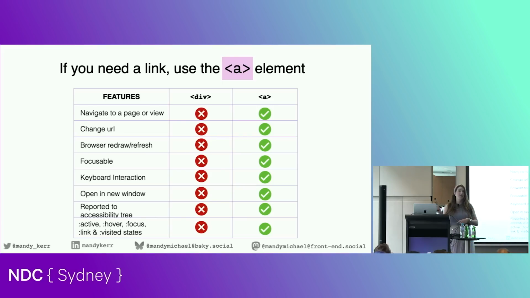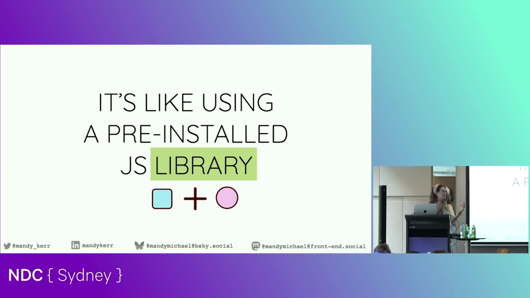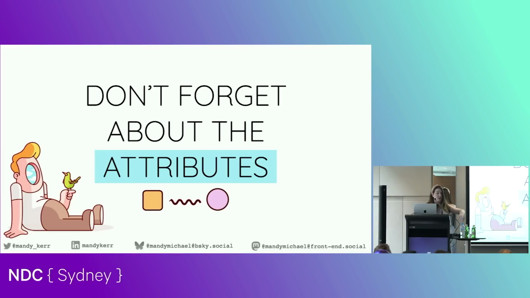Now, Jess, who's speaking on Friday, her talk is making single-page applications accessible. She goes into this in a bit more detail, so I highly recommend you check that out. Basically, when you use HTML and make use of the functionality, it's like using a pre-installed JavaScript library that's already tested for you, already debugged, it's already working. It's one less NPM package you have to install, and that's great, because that's less JavaScript, which means our bundle sizes are smaller, which improves the performance of our websites and applications. So make the most of built-in functionality, not just with elements, but with attributes as well.